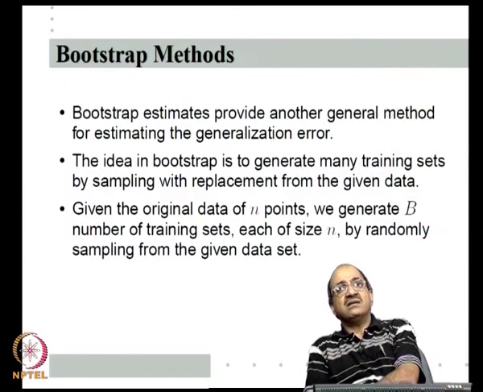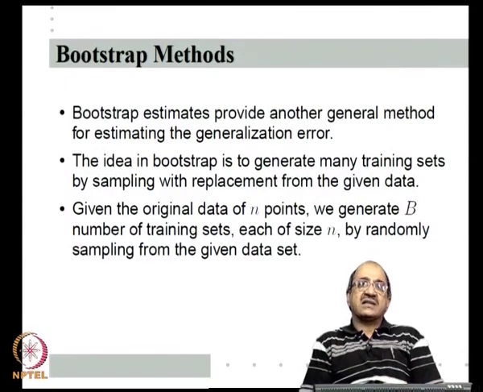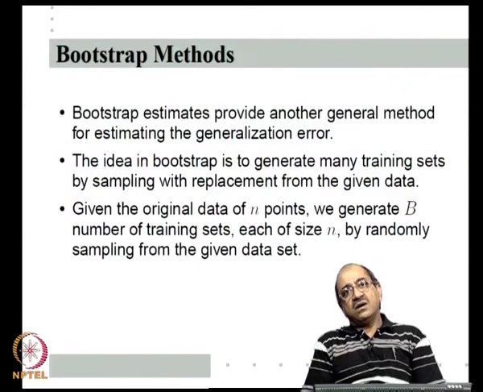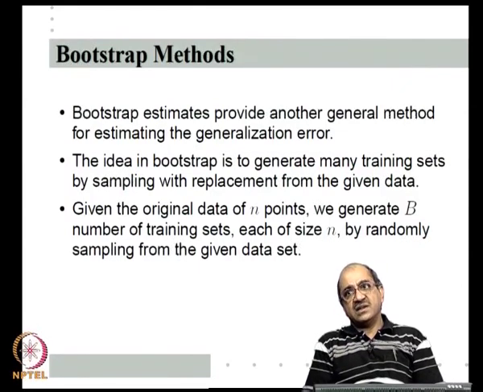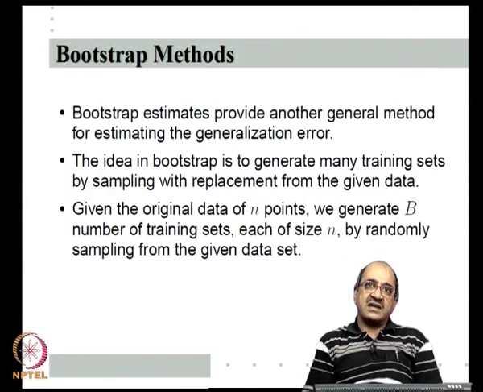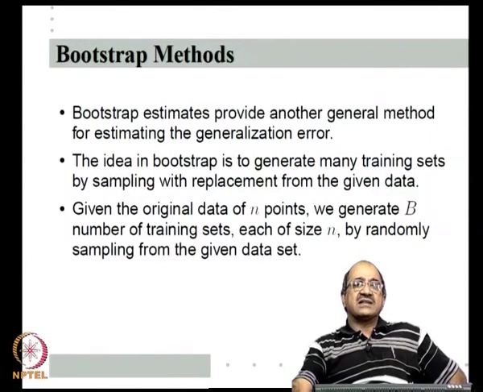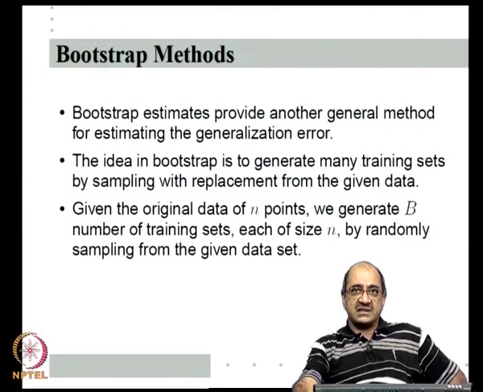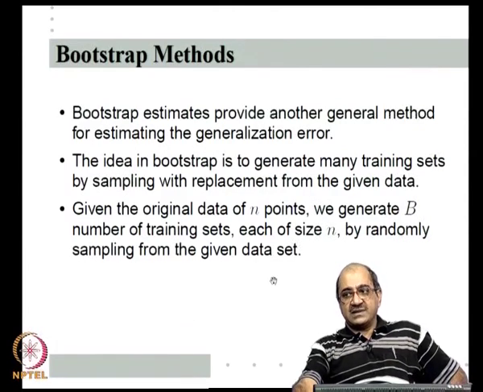So, given an original data set of n points, we first generate n random numbers, each uniformly distributed between 1 and n. That gives me one training data set. Once again I repeat it, I get another training data set. I can get as many training data sets as I want, right. So, we generate, let us say, capital B such training data sets, each of size n, by random sampling from the given data set.